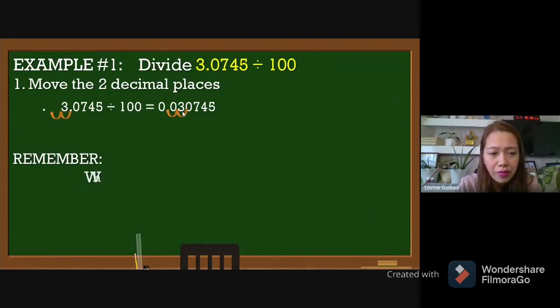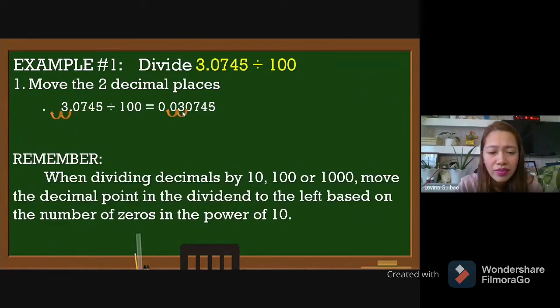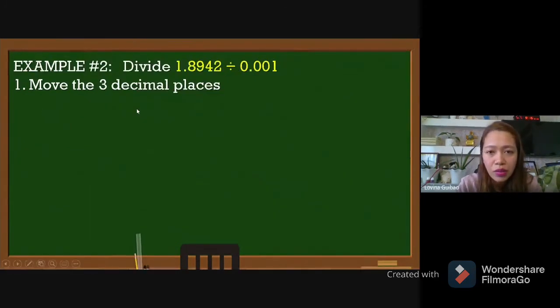0.030745. Remember, when dividing decimals by 10, 100, or 1,000, move the decimal point in the dividend to the left based on the number of zeros in the power of 10. So ito yung sinasabi ko. Depende sa bilang ng 0 na nasa power of 10. Sample number 2. Ito naman tayo. Decimal numbers naman ang ating divisor.